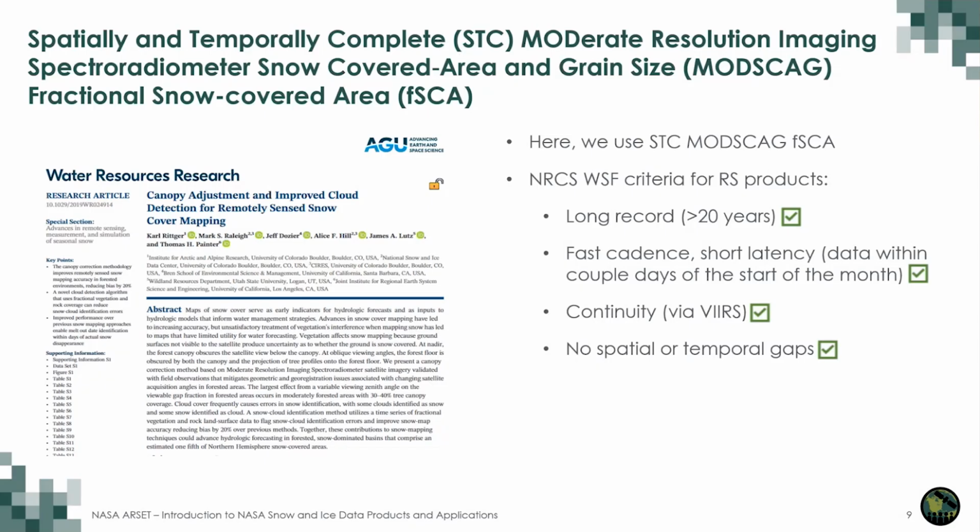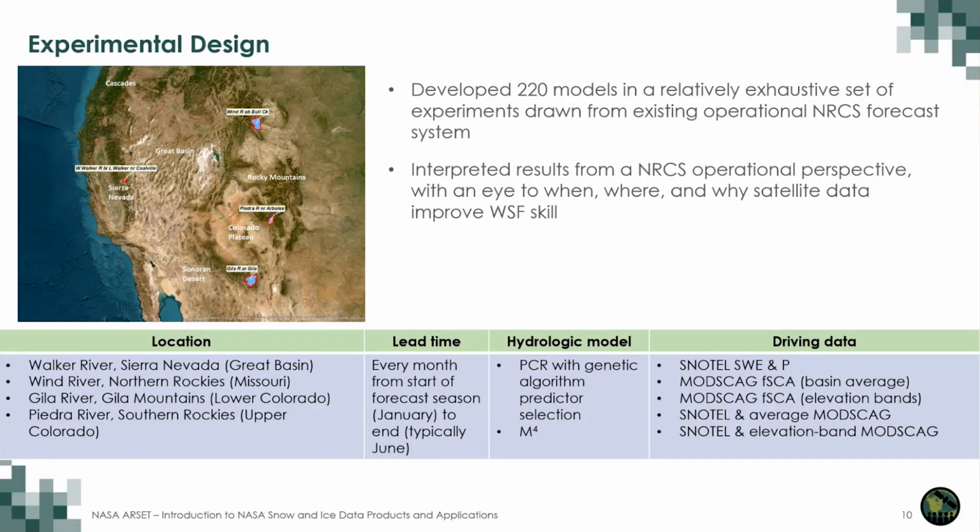You need to have data within the first couple working days of every month, because that's when the NRCS is obligated to get its water supply forecasts out. So that has implications in terms of fast cadence and short latency of the remote sensing product. Continuity is also important. It's nice to build a product, but it needs to keep on working going forward. So the Aqua and Terra satellites are near the end of their lifetimes, but continuity will be ensured via the VIIRS product. And of equal importance to all these other criteria, there can be no spatial or temporal gaps. That's just a big pain when you're trying to do something operationally. So that particular data set really fit the bill.